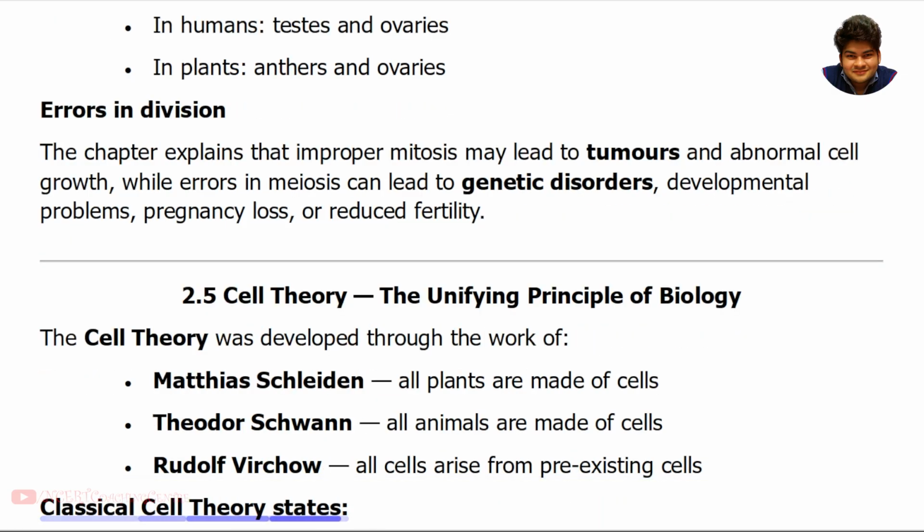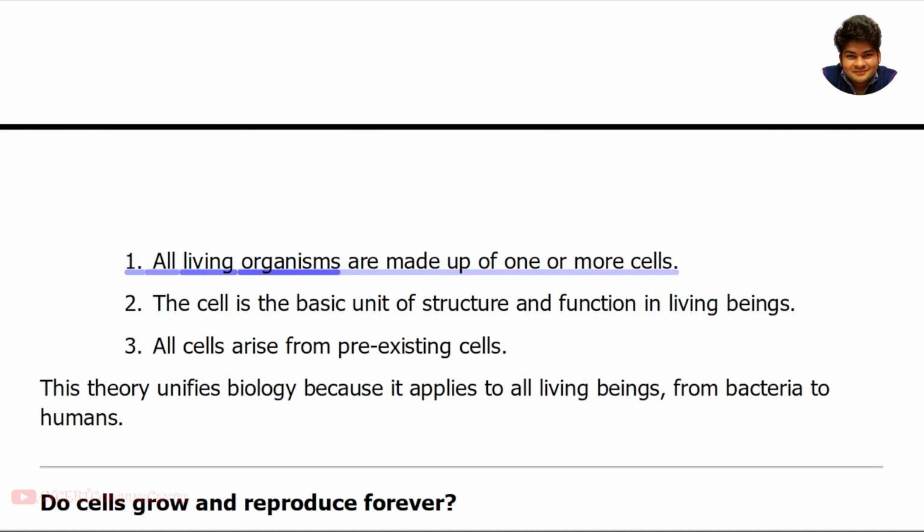Classical cell theory states: 1. All living organisms are made up of one or more cells. 2. The cell is the basic unit of structure and function in living beings. 3. All cells arise from pre-existing cells. This theory unifies biology because it applies to all living beings, from bacteria to humans.